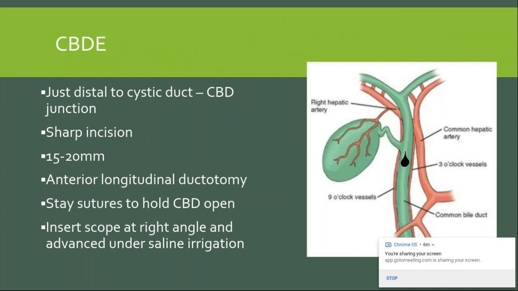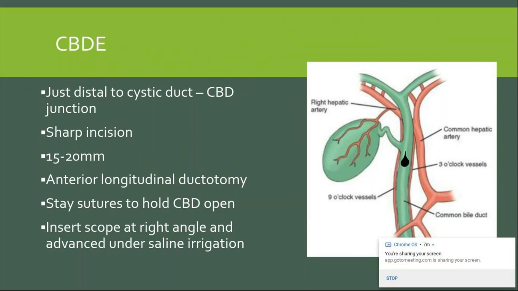What I read was if you believe it's a couple stones that you'd be able to pull out, you can do it just distal to the cystic duct. But if you're worried it's going to be an impacted stone that you're eventually going to have to do a hepaticojejunostomy or a choledochoduodenostomy, I would consider doing it more distal in the common bile duct so that when you do a transection, you don't have two different incisions you're trying to close on the common bile duct.